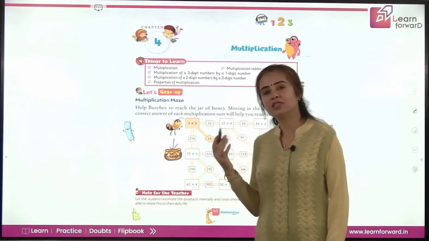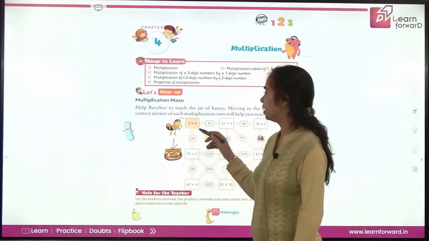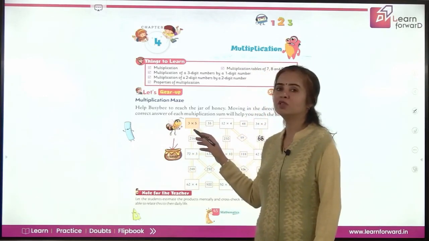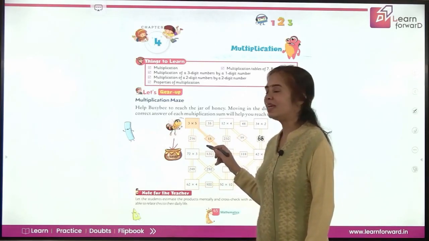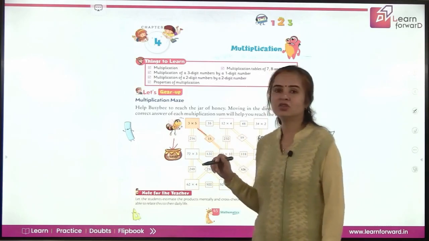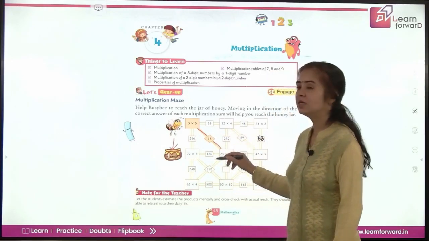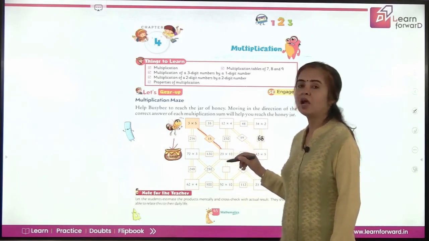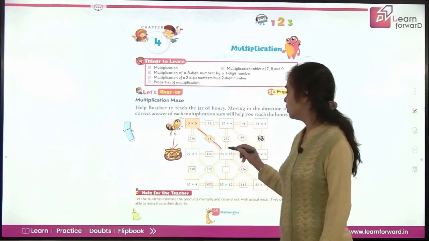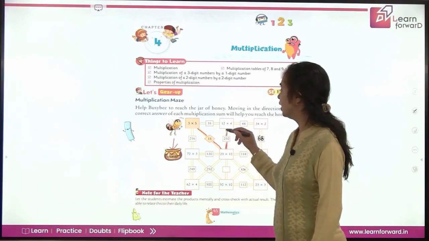jar. So let's see how do we move in the direction of the correct answer for the multiplication. This is 3 times 5. Is it 35? No. Is it 15? Yes. So this is the right track. Now this number 15 is leading you ahead to another multiplication sum. That is 23 times 10. How much is the answer? 230. So now this answer is leading you here.